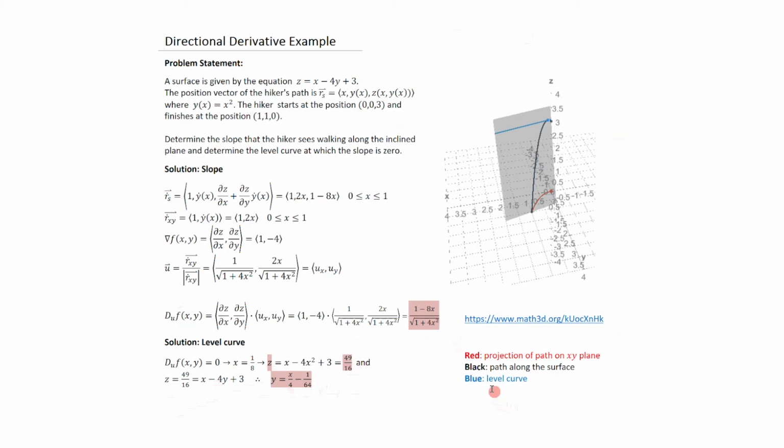So just an explanation again here, the blue is the level curve. That's the one you see on top, and that sits basically on the plane. The black is the path along the surface, so this is the path the hiker takes along the surface, and red is the projection of the path onto the xy plane. So that's what you see when you project this onto the xy plane.